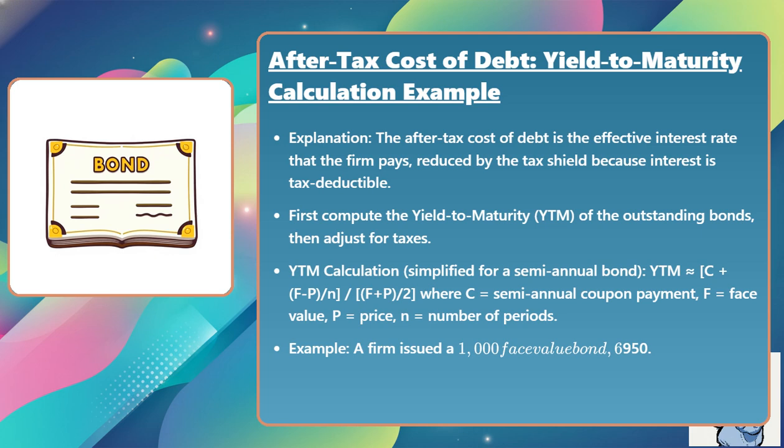Example: a firm issued a $1,000 face value bond, 6% annual coupon paid semi-annually, 5 years to maturity, currently priced at $950. Semi-annual coupon C equals $1,000 times 6% divided by 2 equals $30. N equals 5 years times 2 equals 10 periods.